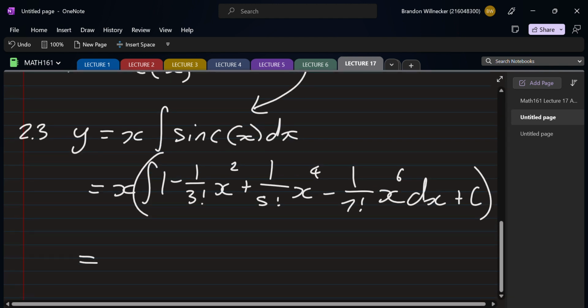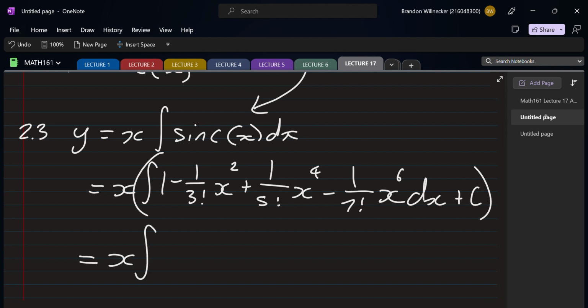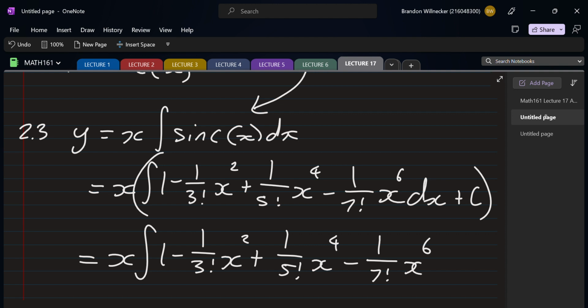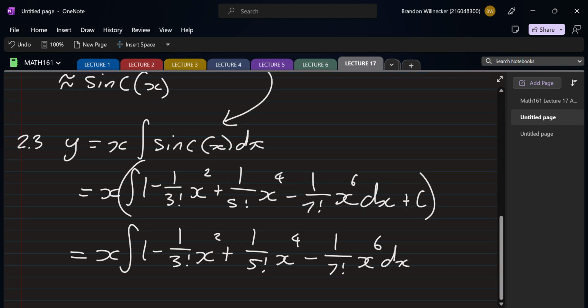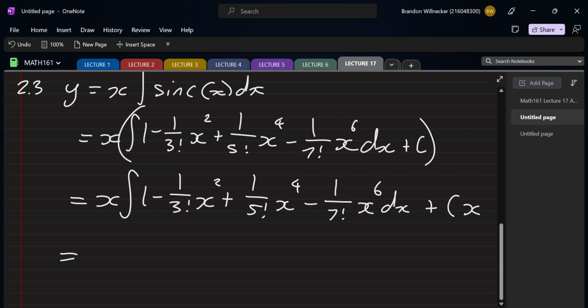So we can separate this out. It will be x times the integral of 1 minus 1 over 3 factorial x squared plus 1 over 5 factorial x to the 4 minus 1 over 7 factorial x to the 6, and then plus cx. I've just taken the x and put it at the end there. Now we can integrate just using the power rule. So x squared, we add 1 to the exponent to make it 3 and divide. X to the 4, add 1 to the exponent to make it 5 and divide, and so on.